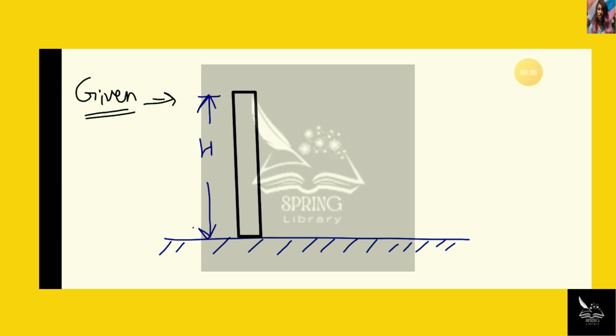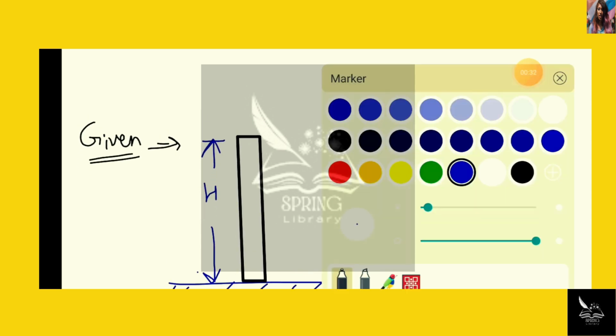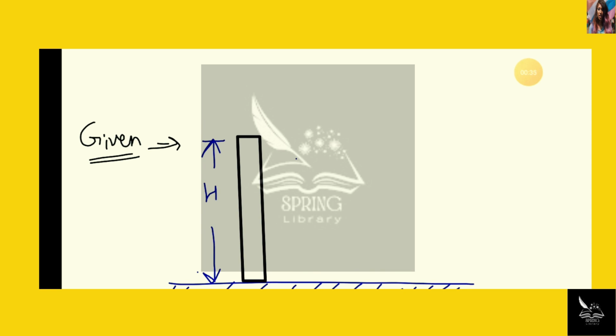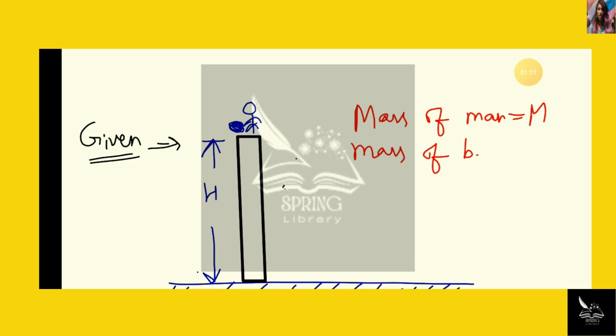Now in the question it is saying that there is a man having a bag, and he is resting initially at the roof of the given building. So consider that this is a man and this is a bag, and he is initially at rest at the edge of this roof. The mass of the man is given, equal to capital M, and the mass of the bag is given, equal to small m.